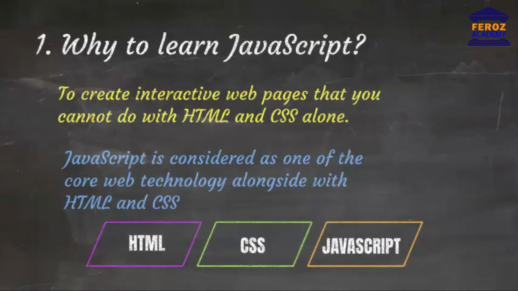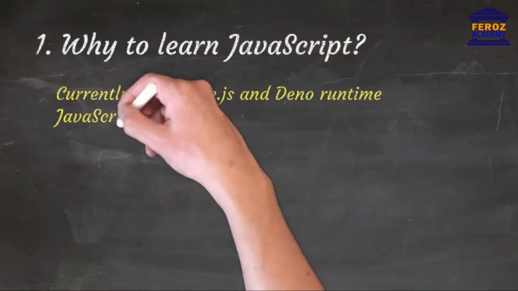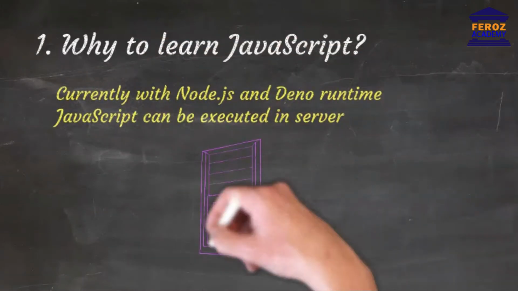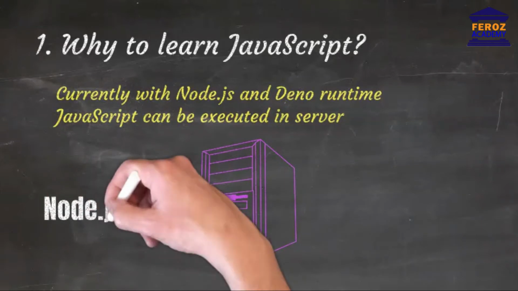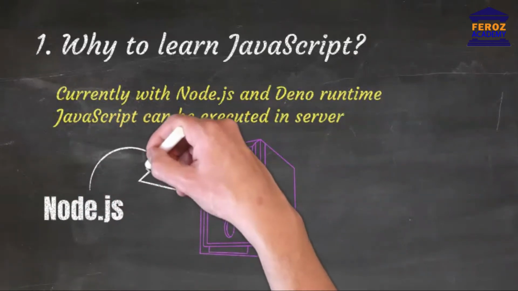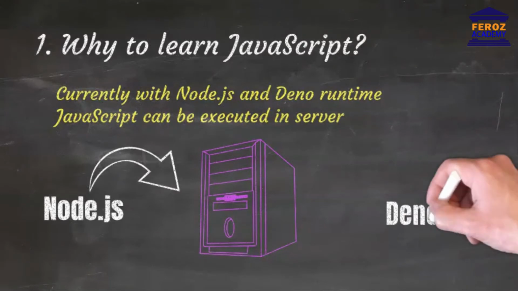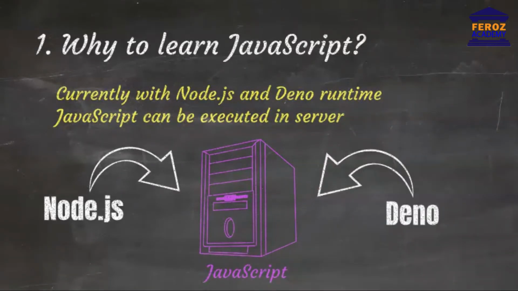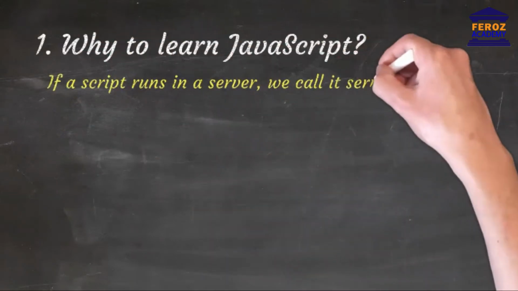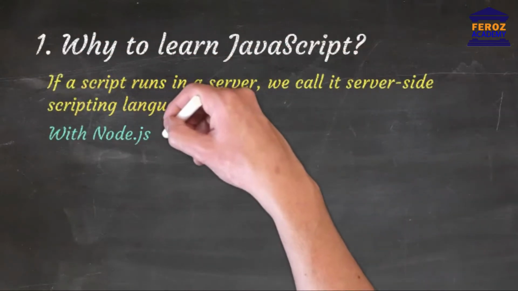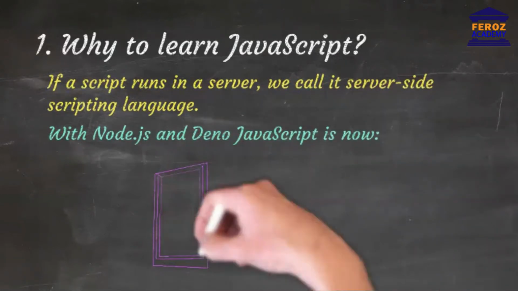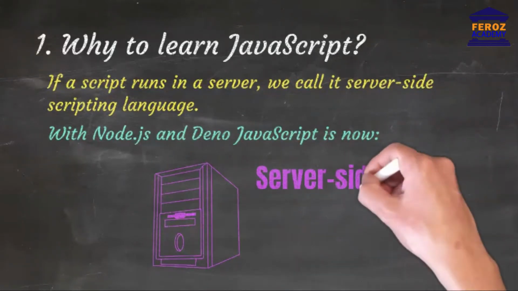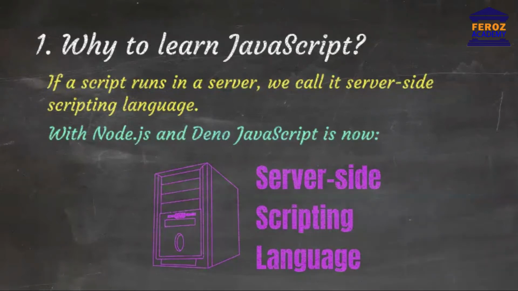As mentioned before, there are many more good reasons now to learn JavaScript. Though JavaScript was originally created as a scripting language to run in the client side, currently with Node.js and Deno runtime environments, JavaScript can be executed in server. If a script can run in a server, we call it server-side scripting. So in that definition, now JavaScript is also a server-side scripting language.